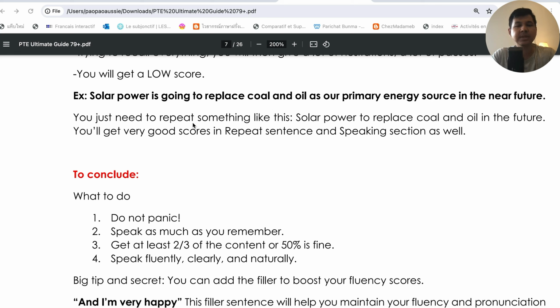You just need to repeat something like this if you hear this sentence: "Solar power to replace coal and oil in the future." You see, just aiming for 50%, 60% of the content is more than enough, depending on your target score. You will get very good scores in repeat sentence if you speak like this: "Solar power to replace coal and oil in the future." So to conclude, remember that you have to focus more on pronunciation and fluency instead of worrying too much about the content.